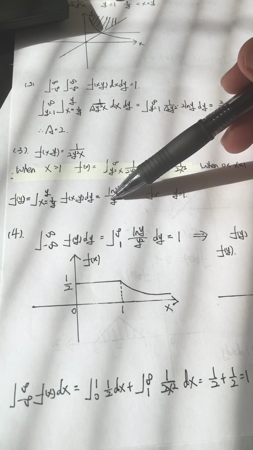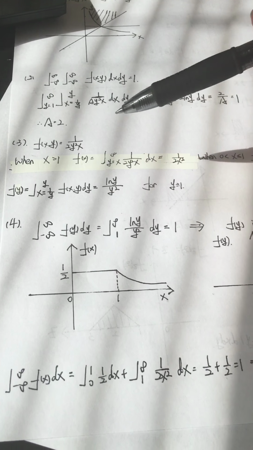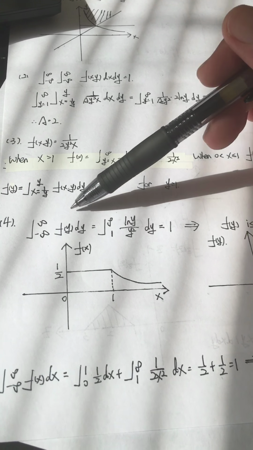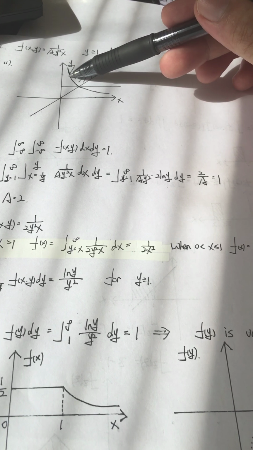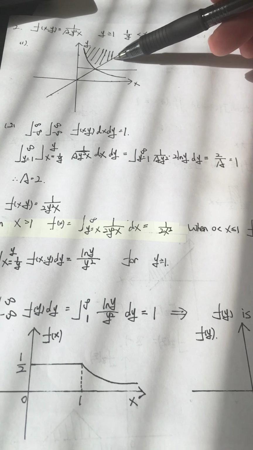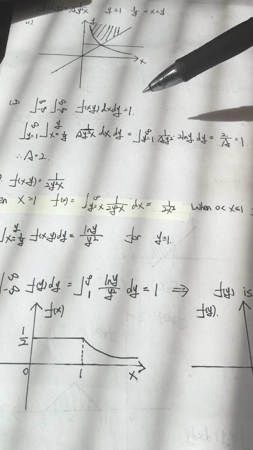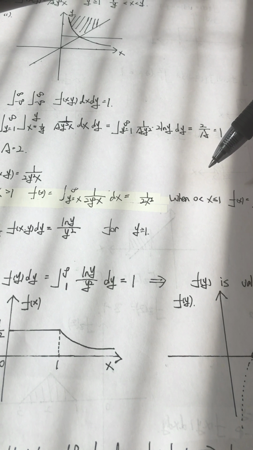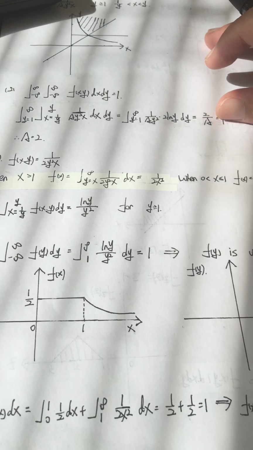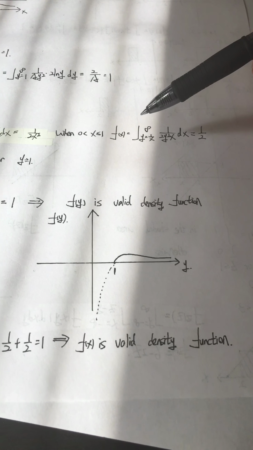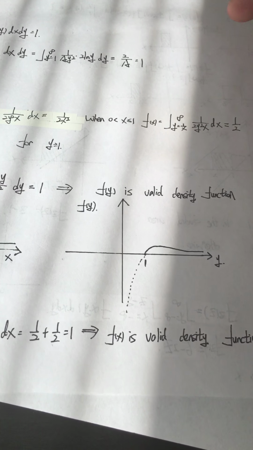Okay, to find the marginal density function of y, integrate the joint PDF of xy from x equals 1 over y to y. We can get that it is equal to ln y over y squared for y more than or equal to 1. Otherwise, fy is equal to 0. So the figure of the marginal density function of y is shown in this one.